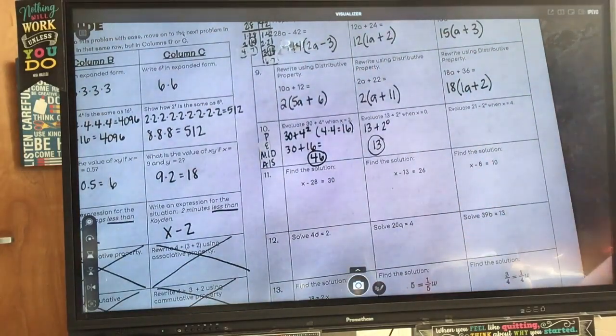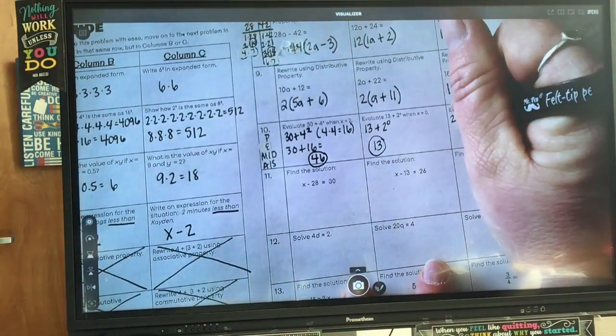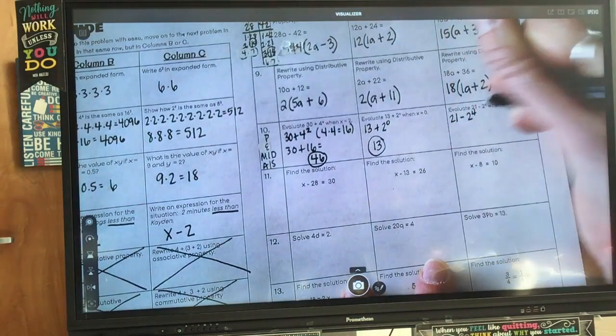Alright, the last one. 21 minus 2 to the x power. So we have 21 minus 2 to the 4th power. What does that mean?